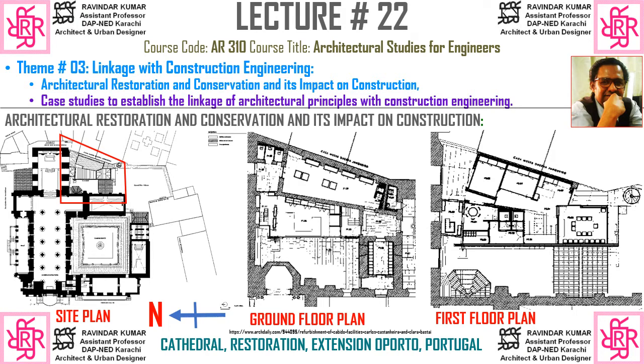So after discussion, the plan of extension was prepared. It is a ground plus one story extension that was proposed by the architect. And here you can see the ground floor plan where you have a public space, and the first floor plan where you have the private space. So public and private domains were distributed in this first instance.